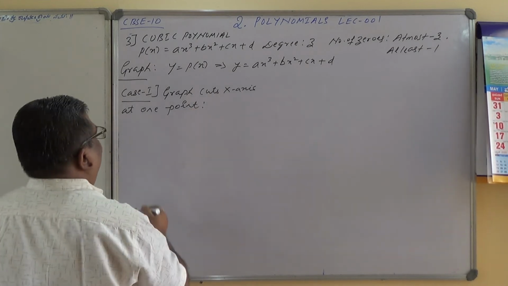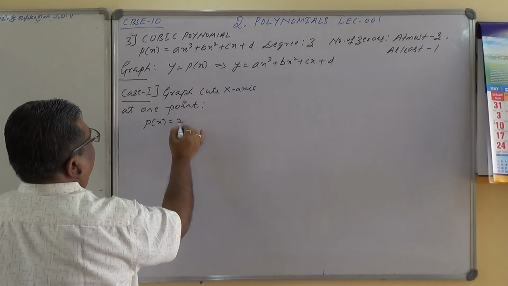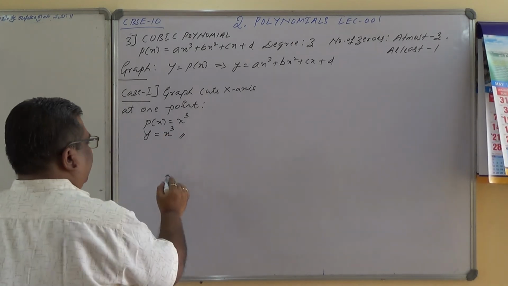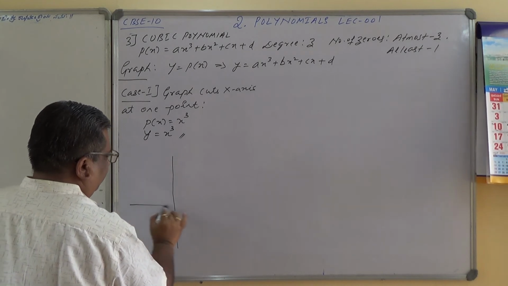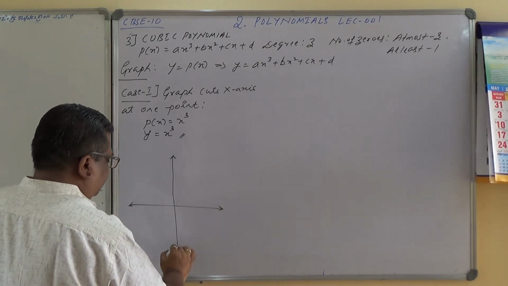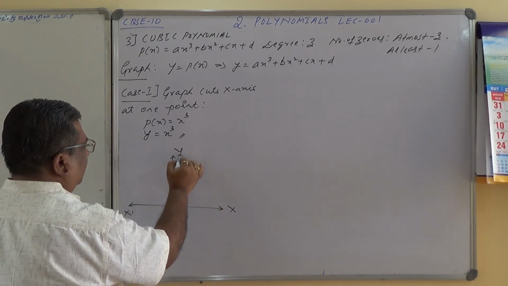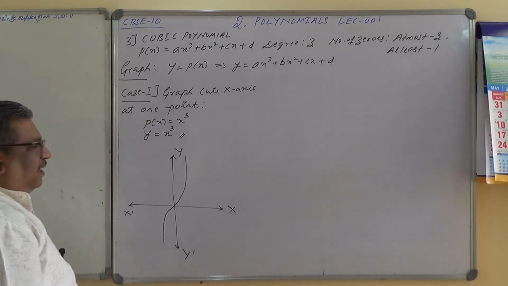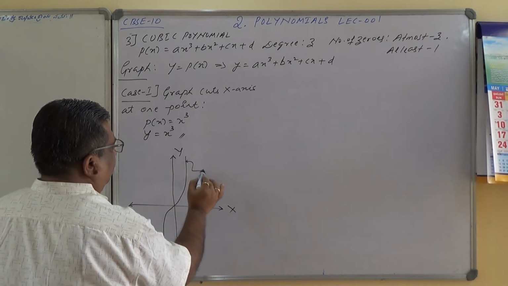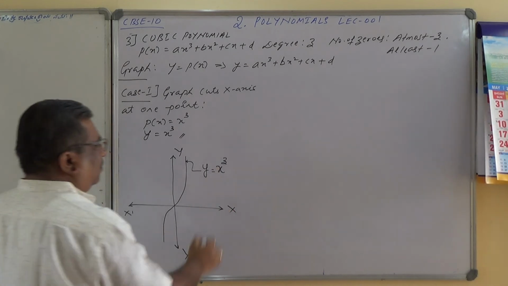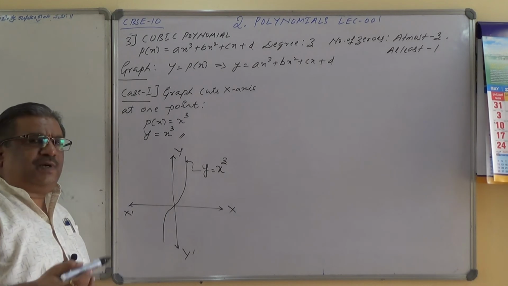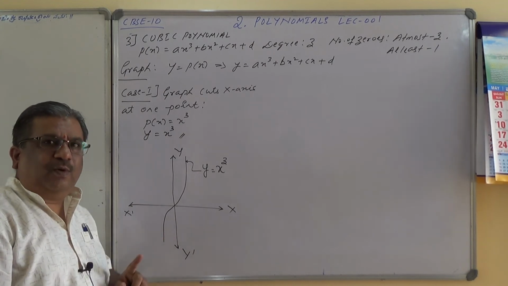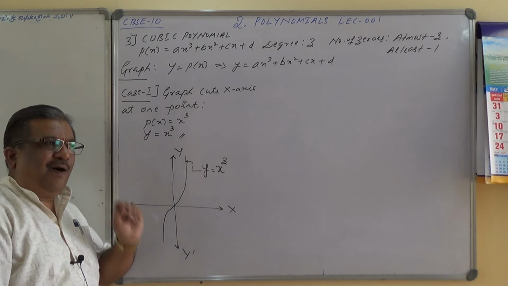Let me take a very specific example here. P of x equals x cube. So y is equal to x cube is the graph which we have to plot. The graph of y is equal to x cube is something like this. This is the graph of y is equal to x cube. Here it has to cut the x-axis at one point. Where it is cutting, it is passing through the origin. What is the x coordinate of the origin? 0, and therefore the root here is 0.